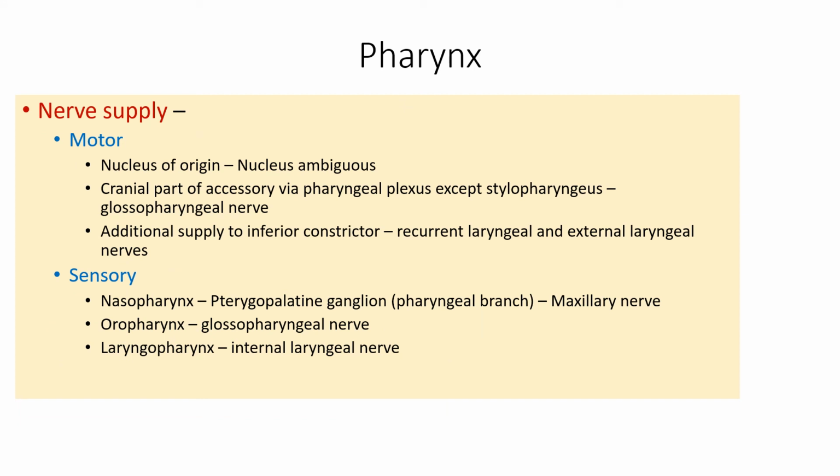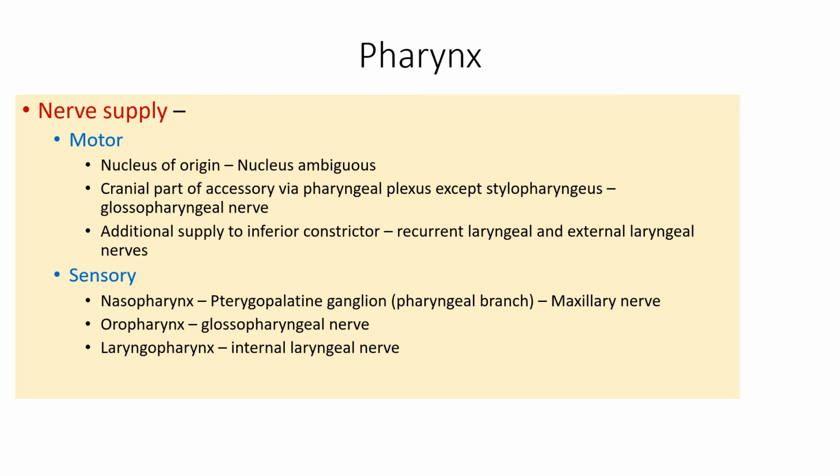Coming to the nerve supply of the pharynx, the motor supply is from the nucleus ambiguus, and it passes through the cranial part of accessory via pharyngeal plexus, for the muscles of the pharynx, except stylopharyngeus, which is supplied by glossopharyngeal nerve. There is additional supply to the inferior constrictor from the recurrent laryngeal and external laryngeal nerves.